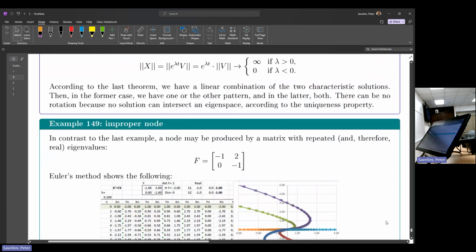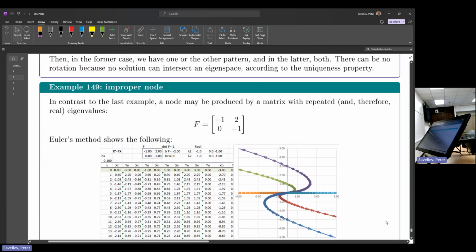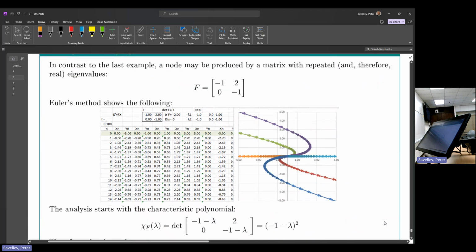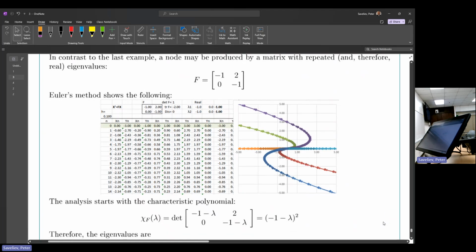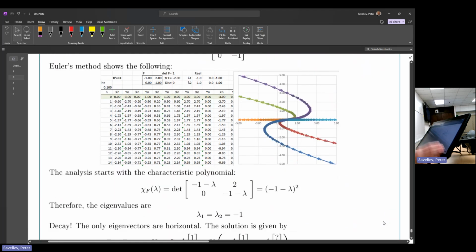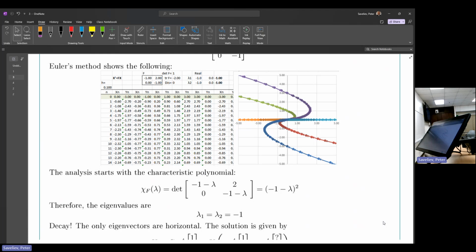This one is more interesting because, as you can see, it looks very similar to the last one, but the 2 eigenvalues happen to be equal to each other. So that's a kind of transitional case. The characteristic polynomial is (-1 minus lambda) squared. Both of the lambdas are -1.